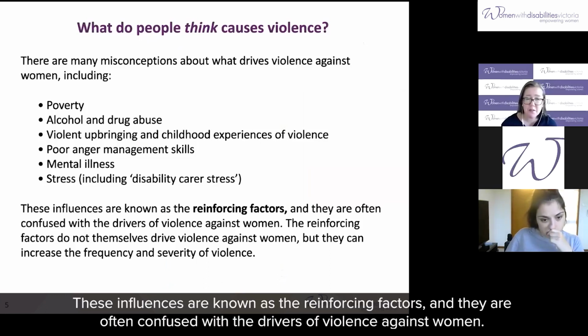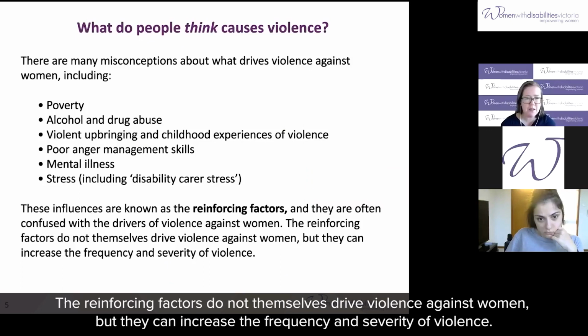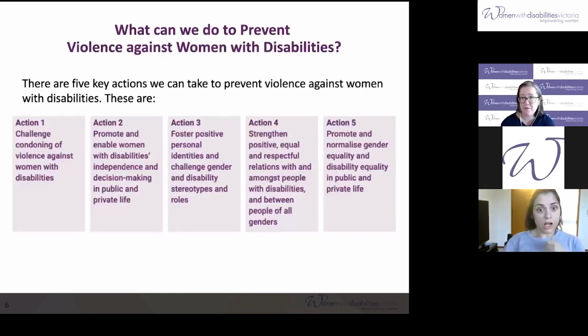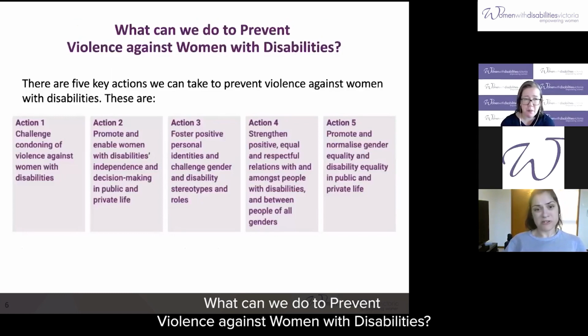These influences are known as reinforcing factors, and they are often confused with the drivers of violence against women. The reinforcing factors do not themselves drive violence against women, but they can increase the frequency and severity of violence. So what can we do to prevent violence against women with disabilities?